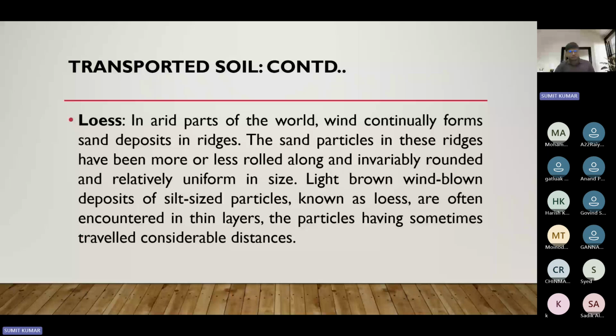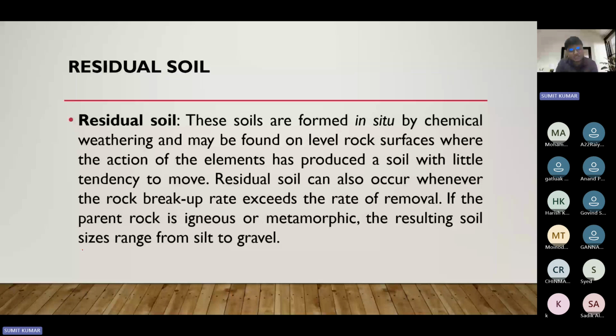You have also seen in some of the countries, some of the continents, the wind farms, through which the blades get moved and electricity gets created. So in those places, those arid regions, this type of formation of soil takes place. Now moving from transported soil to residual soil.